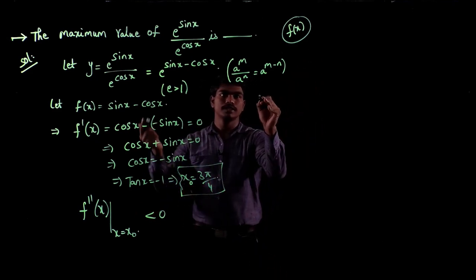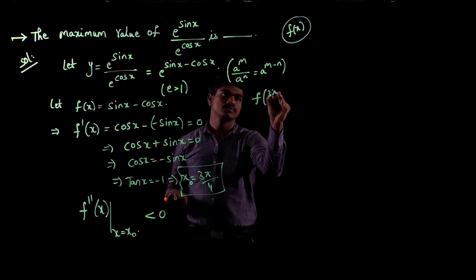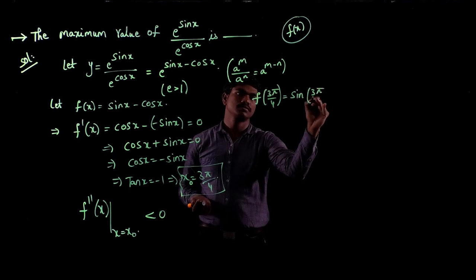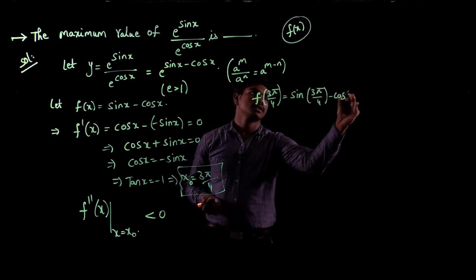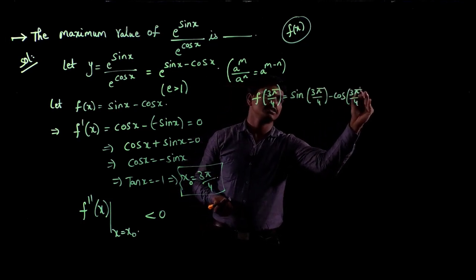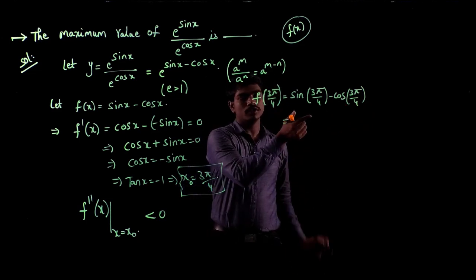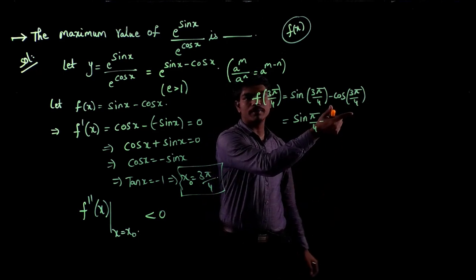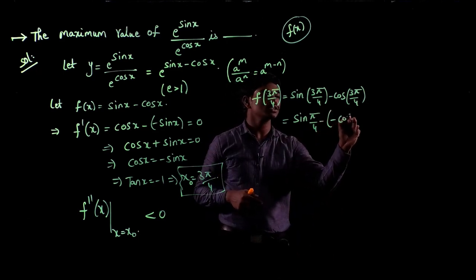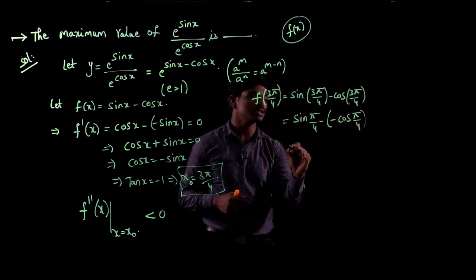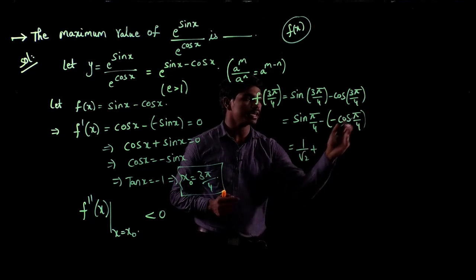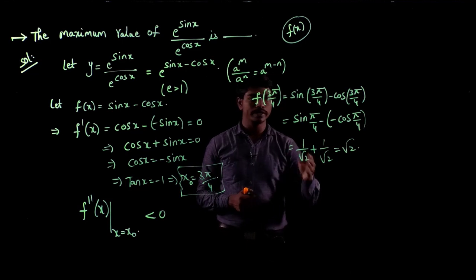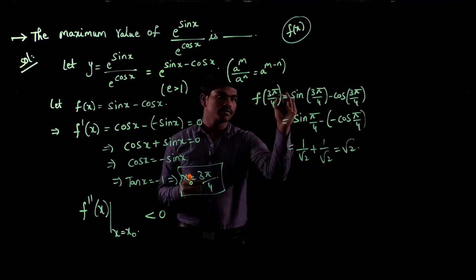So what is f of this function? f of 3 pi by 4 is sin 3 pi by 4 minus cos 3 pi by 4. And if you see, this is sin of pi minus pi by 4, which is the same as sin pi by 4, minus this is again cos of pi minus pi by 4, which is minus cos pi by 4. So this is 1 by root 2 plus, again, the value of cos pi by 4 is 1 by root 2. So the total answer is root 2, because 2 by root 2 gives you root 2.